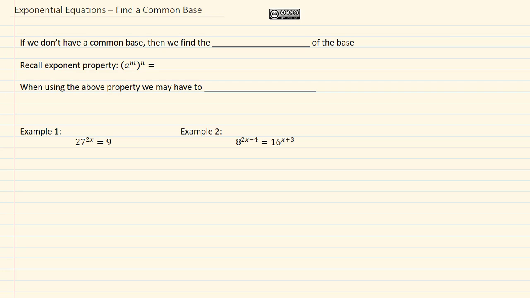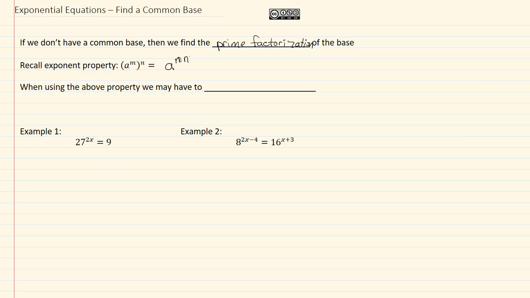Exponential equations. Find a common base. If we don't have a common base, then we find the prime factorization of the base. Now, this is a really important property that you need to remember. Recall this exponent property that when we had a to the mn, this equaled a to the m times n.